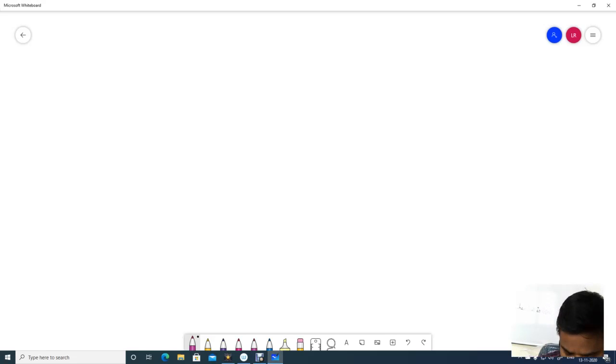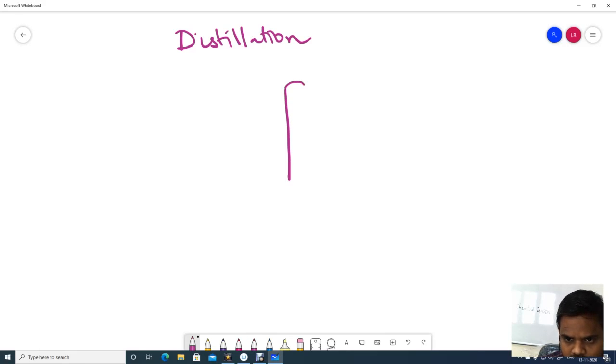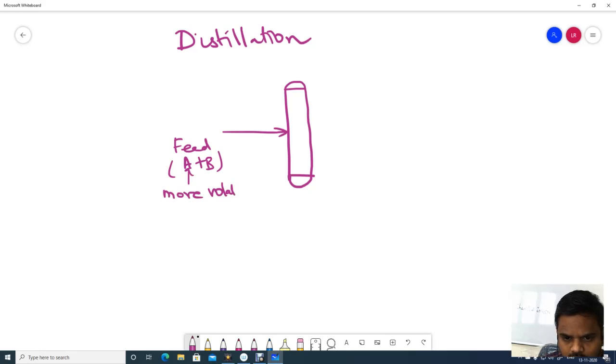So we are going to solve numericals on distillation. Essentially, a distillation unit may be a packed tower or plate column. We have a fresh feed stream, a feed stream which contains A and B. As I said, A can be the more volatile component, and B is the less volatile component.